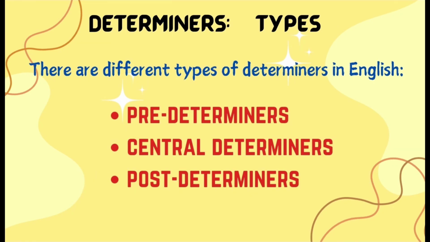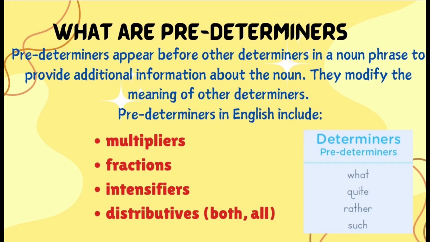Types of determiners. So in general, determiners can be categorized in three types: predeterminers, central determiners and postdeterminers. Let's understand what are predeterminers. Predeterminers appear before other determiners in a noun phrase to provide additional information about the noun. They modify the meaning of other determiners. There are four types of predeterminers: multipliers, fractions, intensifiers, and distributives.